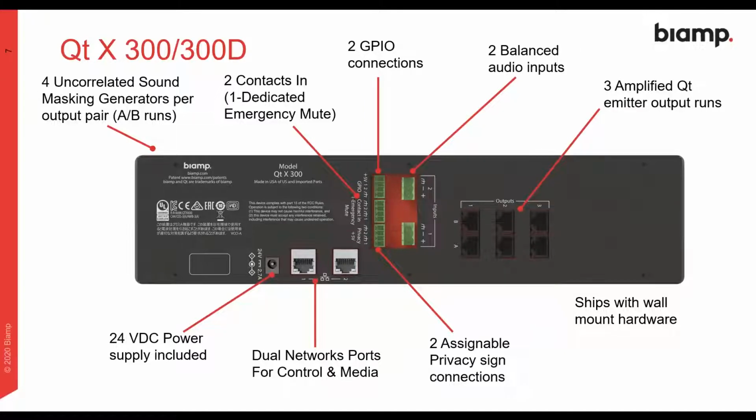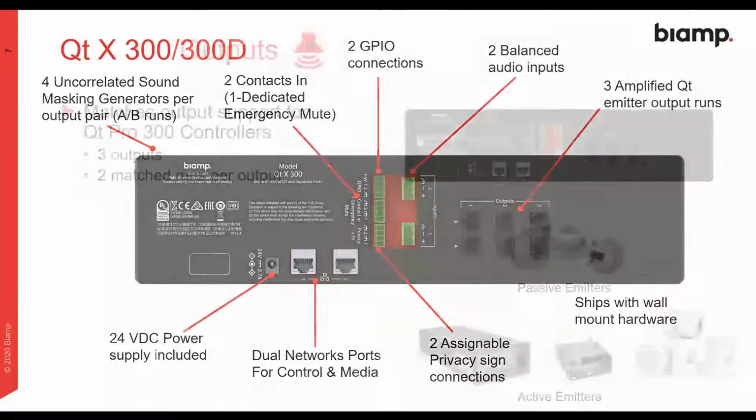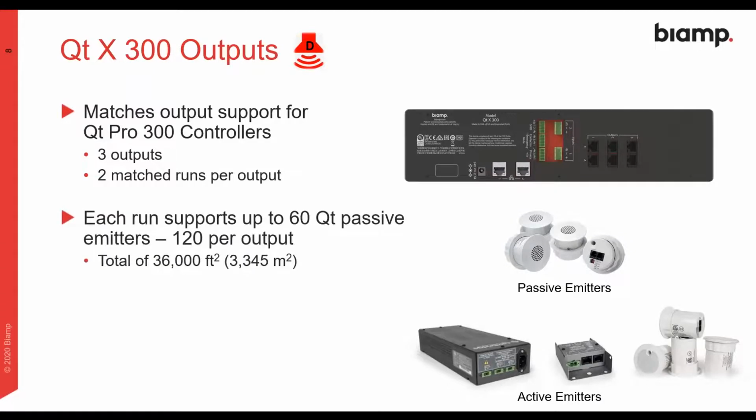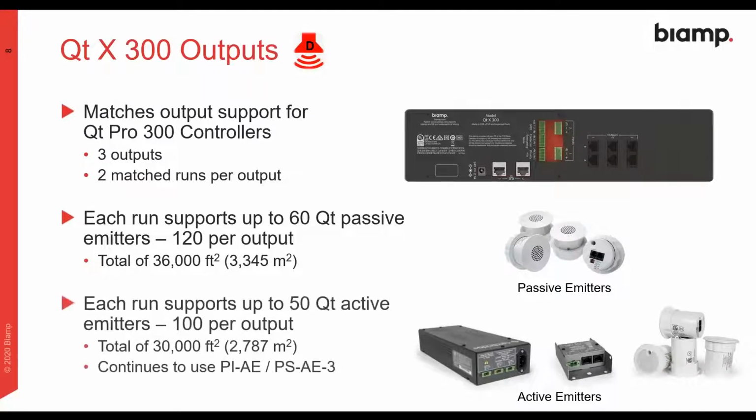Included with the units, the 300 and the 600 both include the 24-volt DC power supply, and both ship with wall mount hardware. For support with the emitter types, we're matching it up very similar to what you can do with QT Pro. So think of the QTX 300, as far as what emitter types and how many, as being the same as what you've always planned in the past with QT Pro.